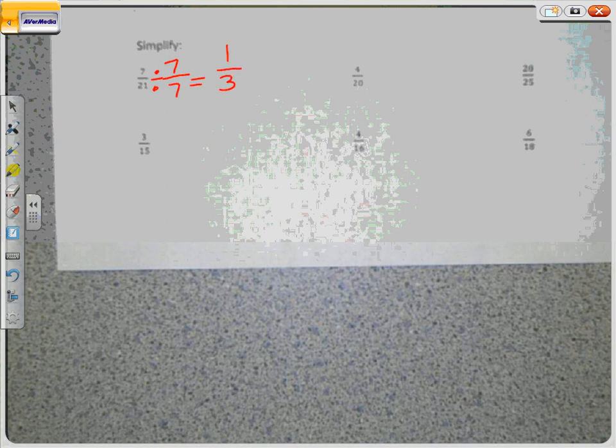And simplifying fractions, again, I told you you must know your multiplication facts. Looking at these fractions, I know I can simplify the first one, 7/21, because I know that I can divide both of these by 7, and that would give me 1/3. 3/15, looking at my multiplication chart or knowing my facts, I know that they can both be divisible by 3. So 3 divided by 3 is 1. 15 divided by 3 is 5. So my simplified fraction is 1/5.